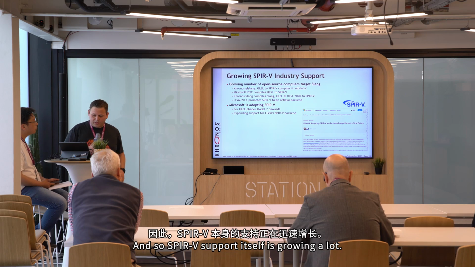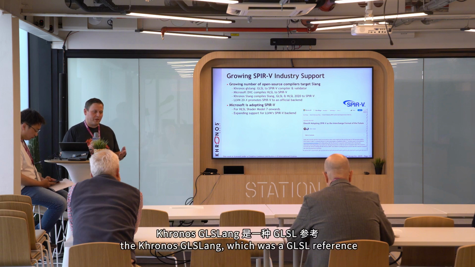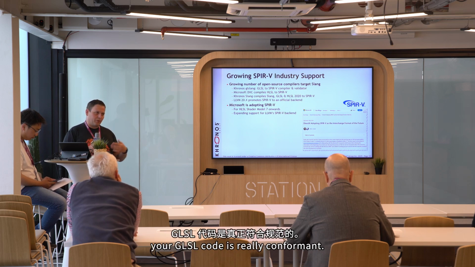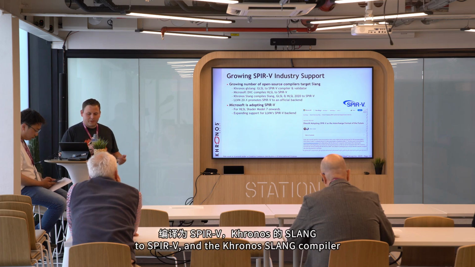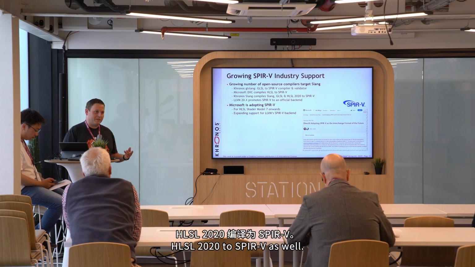And so SPIR-V support itself is growing a lot. There are three main compilers: the Khronos glslang, which is a GLSL reference compiler and validator to ensure that your GLSL code is really conformant. Microsoft's DirectX Shader Compiler can compile HLSL to SPIR-V, and the Khronos Slang compiler can compile Slang, GLSL, and HLSL 2020 to SPIR-V as well.